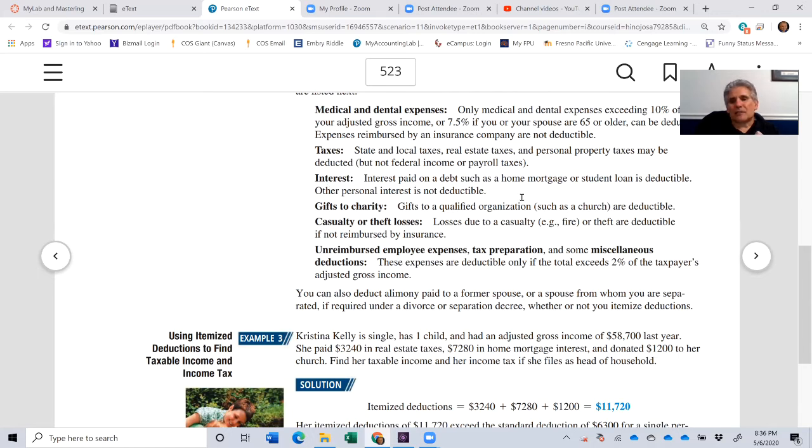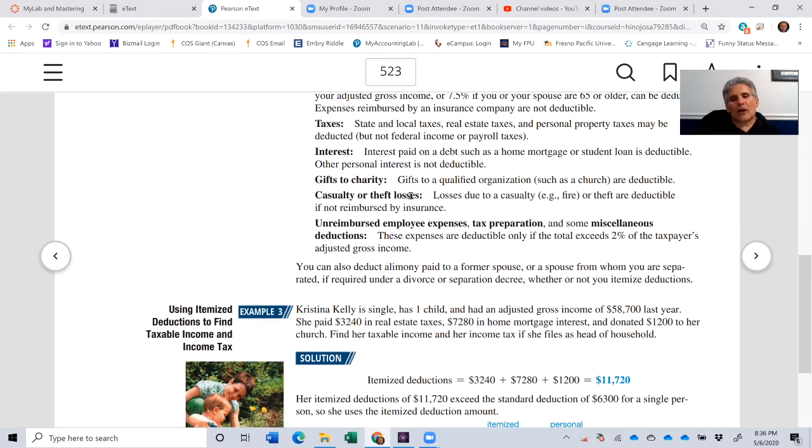Interest paid on debt such as home mortgage or student loans, they're deductible. Gifts to charities, qualified, such as a church or other nonprofit organizations. Casualty or theft losses, if you lose a vehicle or something, it has to be really high because it is subject to a very high percentage of your AGI as well. And this is what was in place in 2016, but for federal purposes, it's gone. Unreimbursed employee expenses, tax preparation, and other miscellaneous deductions. Those have to add up to greater than 2% of your AGI before they are deductible. That was then. Now for federal, none of it is deductible.